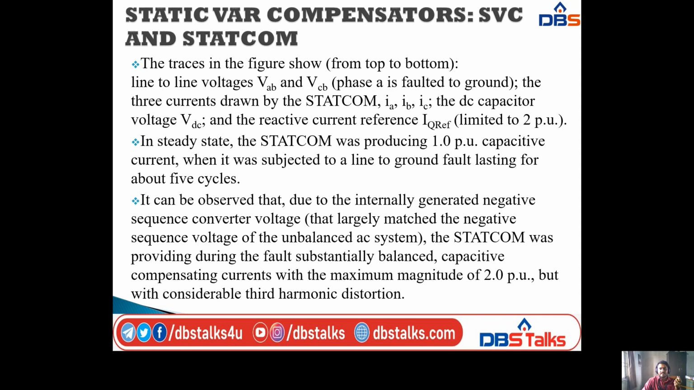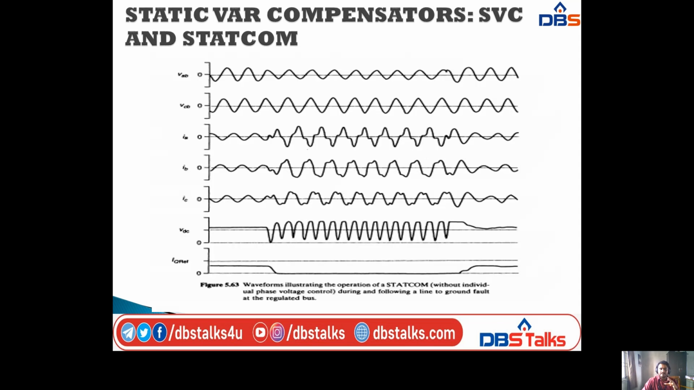So the traces in the figure shown, from top to bottom, are the line to line voltages VAB and VCB, where phase A is faulted to ground; the three currents drawn by the STATCOM, that is IA, IB, IC; the DC capacitor voltage, that is VDC; and the reactive current reference, that is IQ reference, limited to 2 per unit. In steady state, the STATCOM was producing 1 per unit capacitive current when it was subjected to a line to ground fault lasting for about 5 cycles. That's why I am taking 5 cycles.